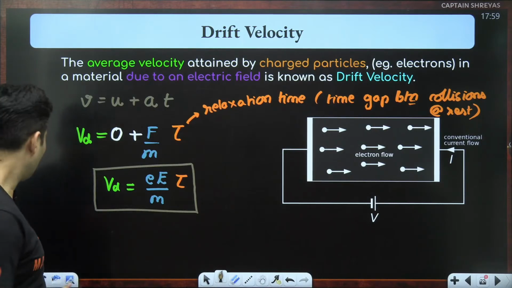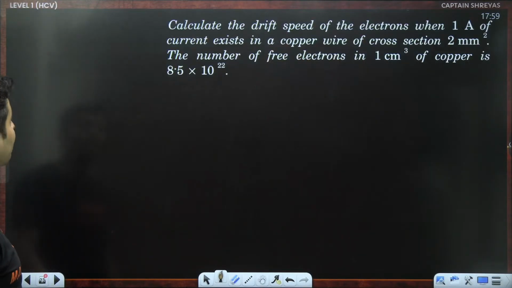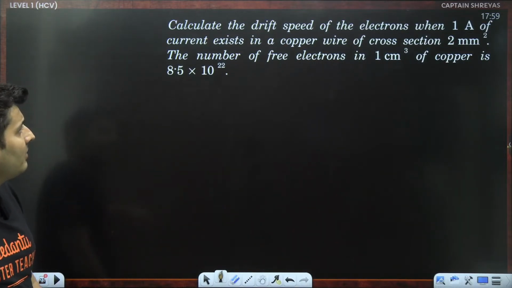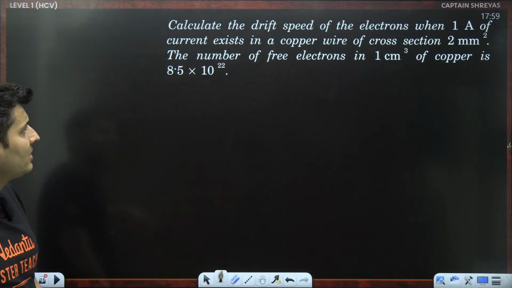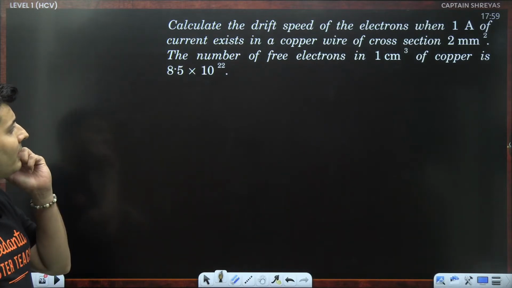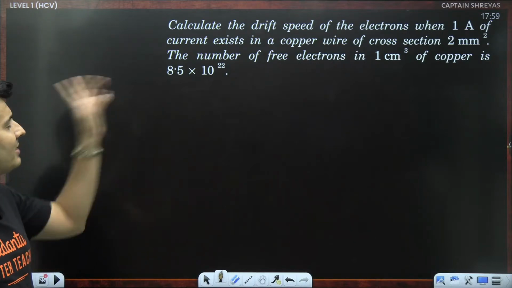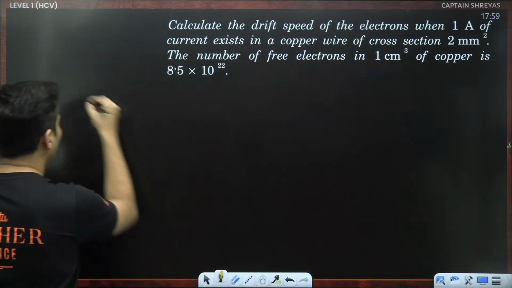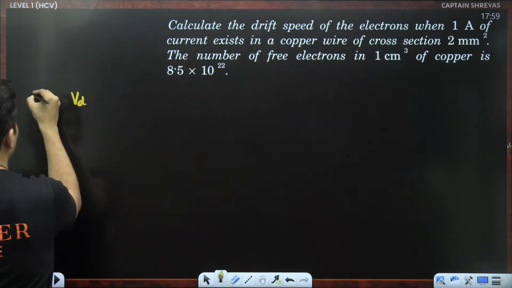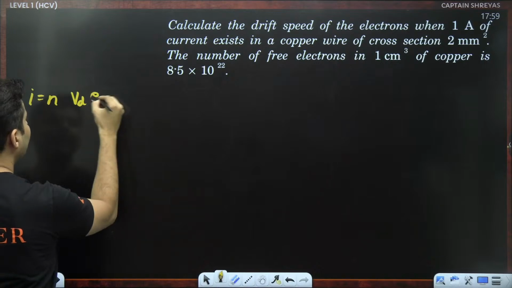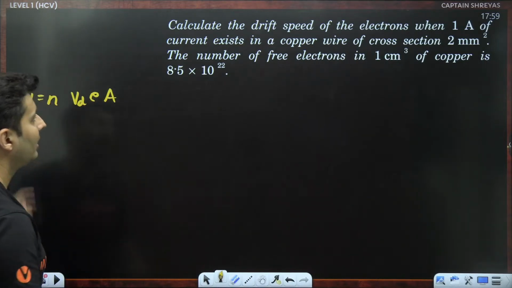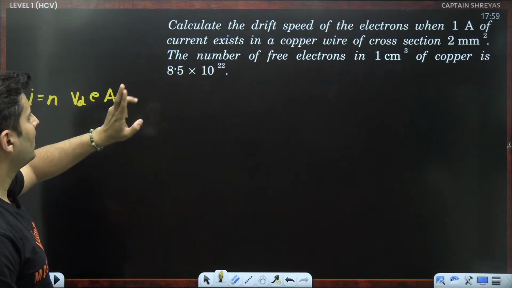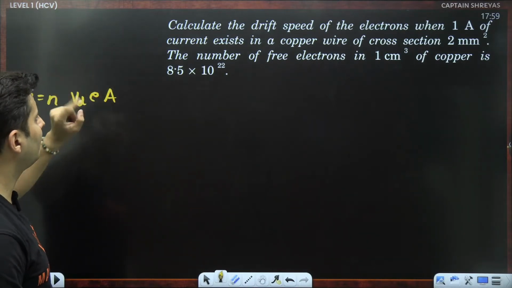All right. So with this, let's move ahead and let's start with some questions. Here is the first question. Calculate the drift speed of the electrons when 1 ampere of current exists in a wire of area 2, where the number of free electrons in 1 centimeter cube of copper is this much. Calculate the drift speed. Let's write down the formula of drift speed. Current I is nVdA e. Current is given to me. n is not given directly, but I can write it down. Area, yes, e standard value.